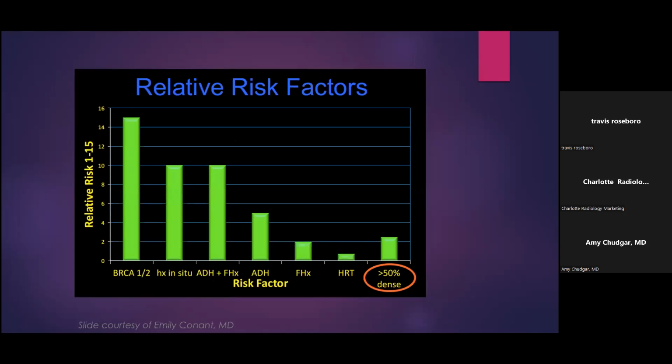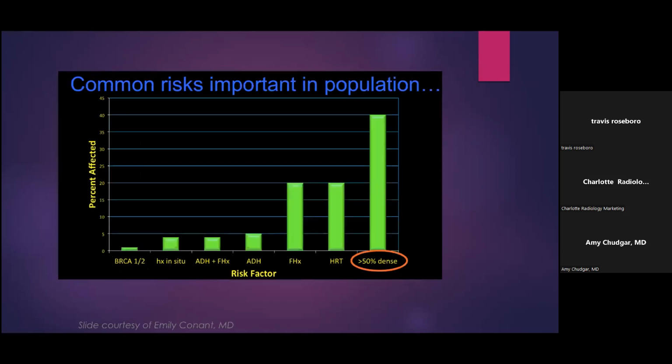As an individual, just having dense breast tissue is not as important a relative risk factor as having a genetic mutation, such as a BRCA mutation, or having a history of atypia. But the reason that it matters is that it's just so common on the population level. Breast density and family history are both important because they are just so common.